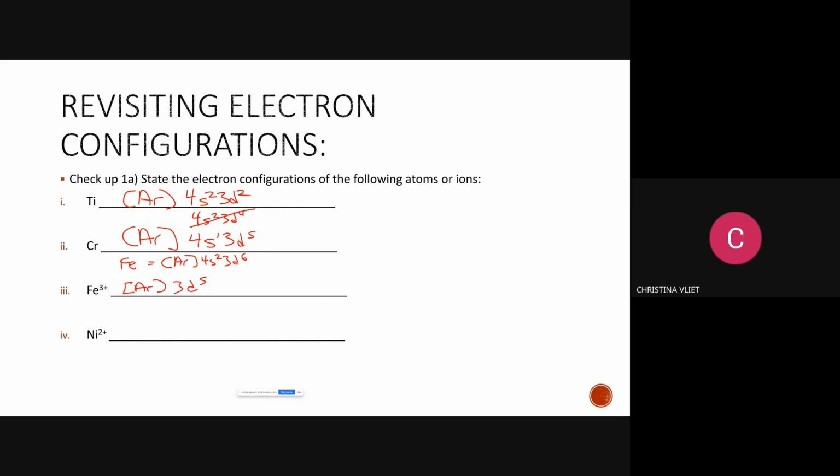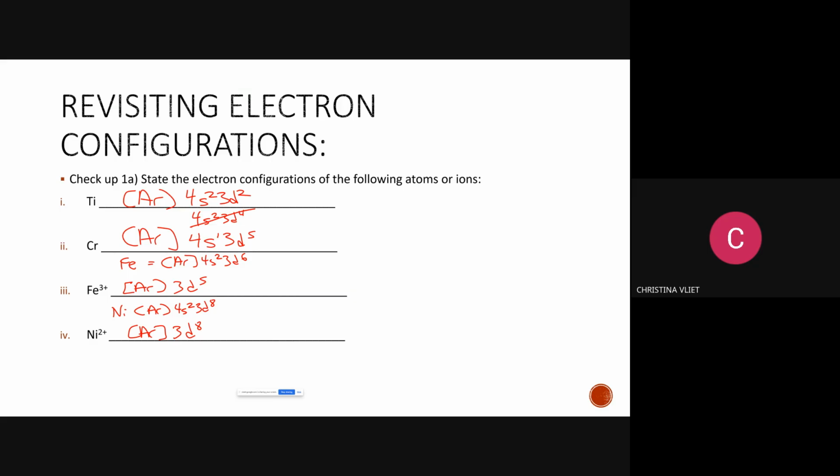And for nickel, regular nickel is argon 4s2, 3d8. What's nickel 2+? Argon 3d8. Are these all considered to be transition metals? Titanium, chromium, iron, and nickel? Yes, because they all have something that ends between d1 and d9 in their electron configurations, whether it's their regular configuration or their ion. Could we also use this to predict their maximum oxidation number?